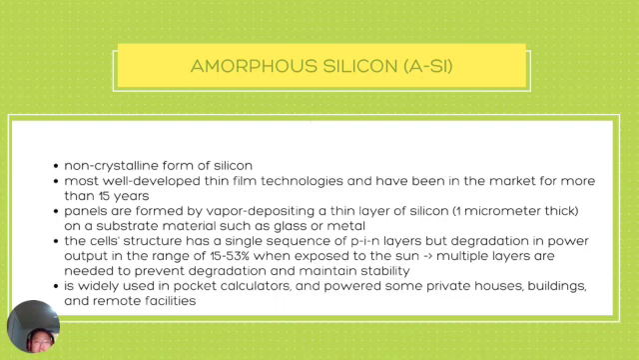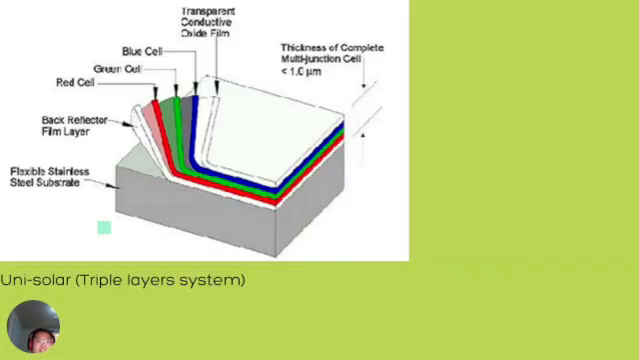The cell structure has a single sequence of thin layers, but suffers degradation in power output in the range of 15 to 53% when exposed to the sun. So multiple layers are needed in order to prevent the effect and maintain stability. They are widely used in pocket calculators and power some private houses, buildings, and remote facilities. Here are pictures of the triple layer system, which is also called Unisolar.